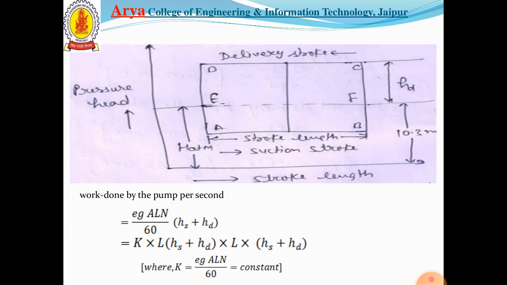During the suction stroke, we can say the pressure head in the cylinder is constant and equal to the suction head HS, which is below the atmospheric pressure head H atmospheric by a height of HS. Similarly, during the delivery stroke, the pressure head in the cylinder is constant and equal to the delivery head HD.